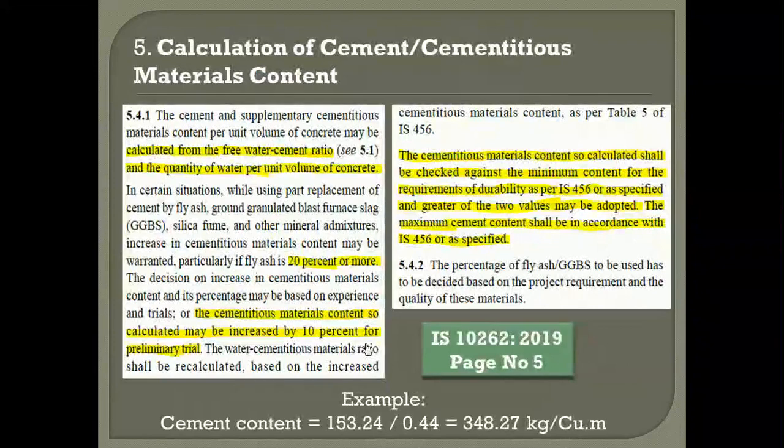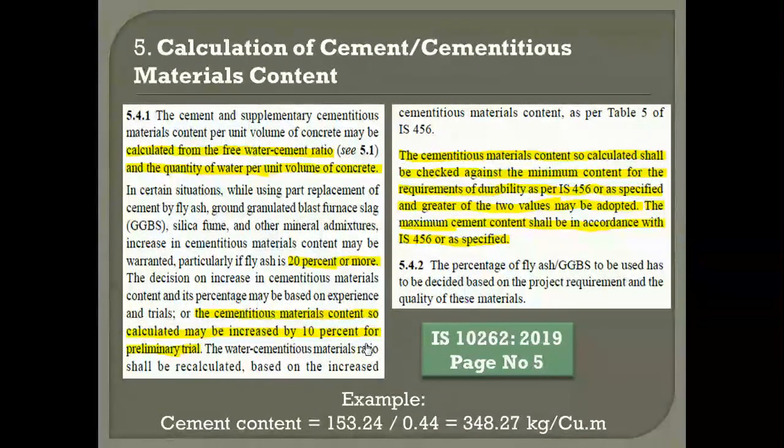Okay, so next, calculation of cement content. To find the cement content, we require the water cement ratio as well as the water content. Without calculating the water cement ratio or water content, we cannot find the cement content. It is calculated from the free water cement ratio and the quantity of water per unit volume of concrete.